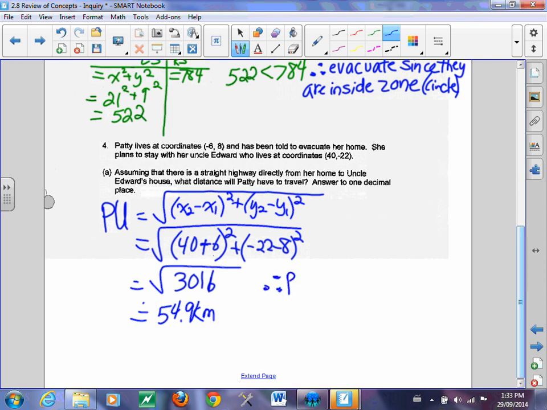So therefore, Patty must travel 54.9 kilometers to her uncle's place.